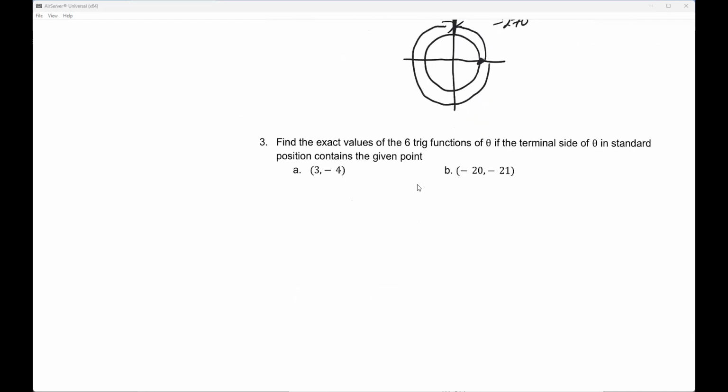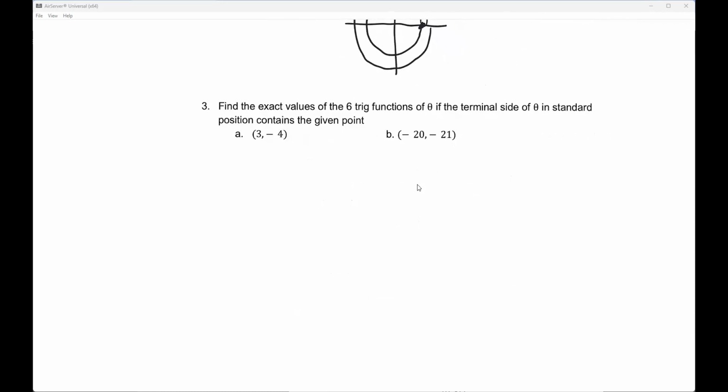Number 3 here is when you start getting points like this. You're going to have to get out of the unit circle a little bit. So when you do this, you have 3, 1, 2, 3, and a negative 4, 1, 2, 3, 4. And here's our dot right here. We go this route right here.